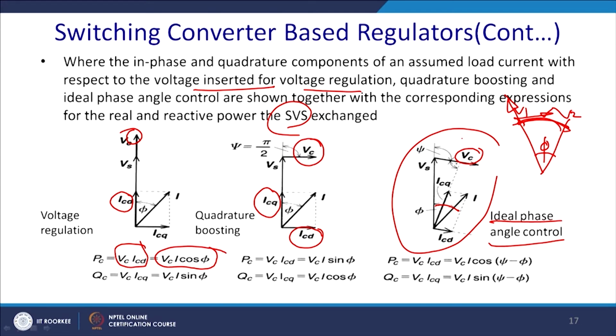not exactly in quadrature. Then the expressions become, in this case from this phasor, Vc into ICD should be the real power. So, it is Vc I cos(psi minus phi), that should be the angle, and QC will be Vc I sin(phi minus psi minus phi).